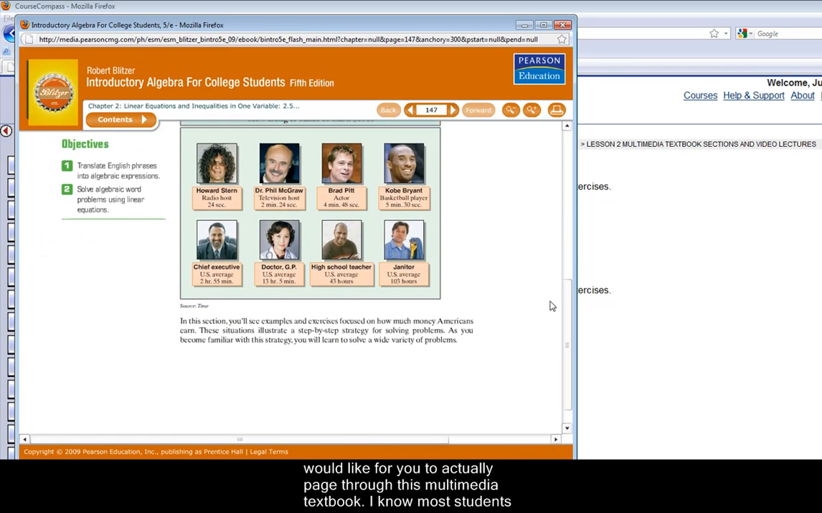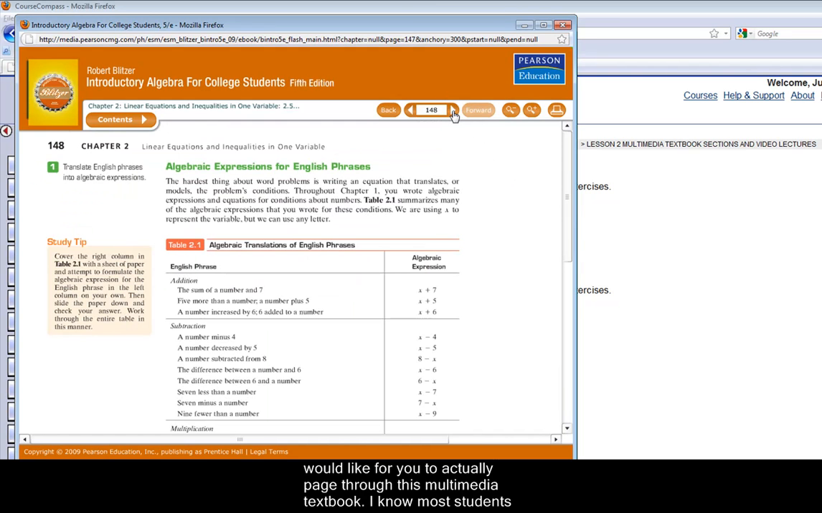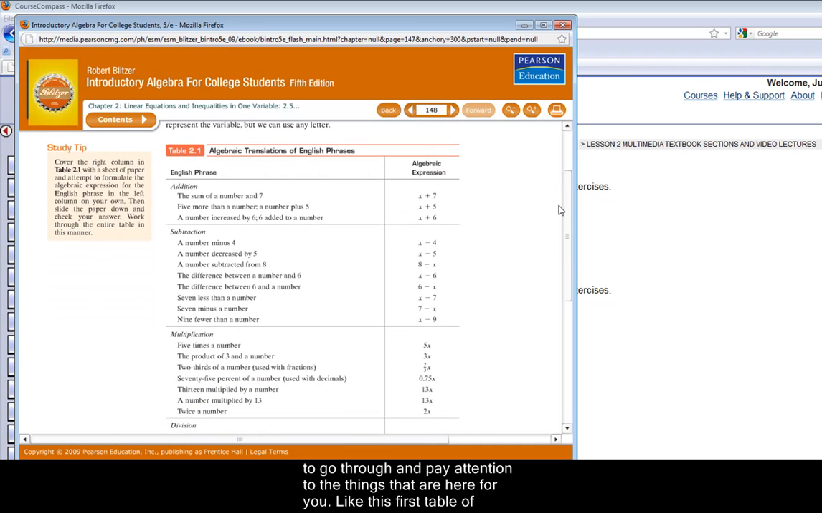Then I would like for you to actually page through this multimedia textbook. I know most students don't read their math books, and I'm not asking you to read every word, but I would like for you to go through and pay attention to things that are here for you. Like this first table says, algebraic translations of English phrases. These are things that an instructor would go over in a classroom and say, remember, when you see the word difference, if it says the difference between 6 and a number, then you write the 6 first. We all know difference means subtraction, but it would be 6 minus x.